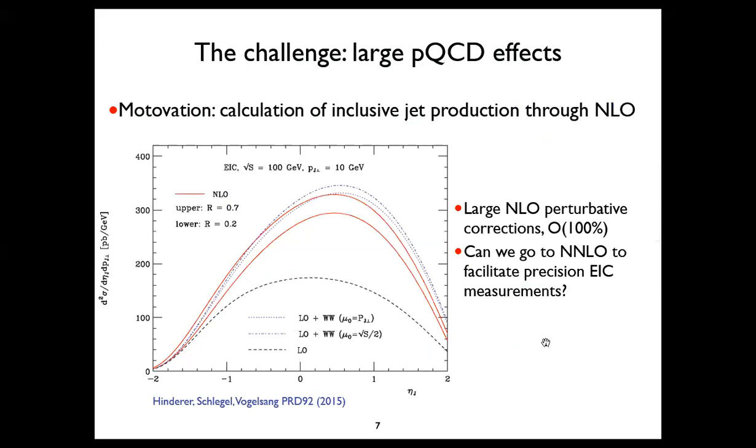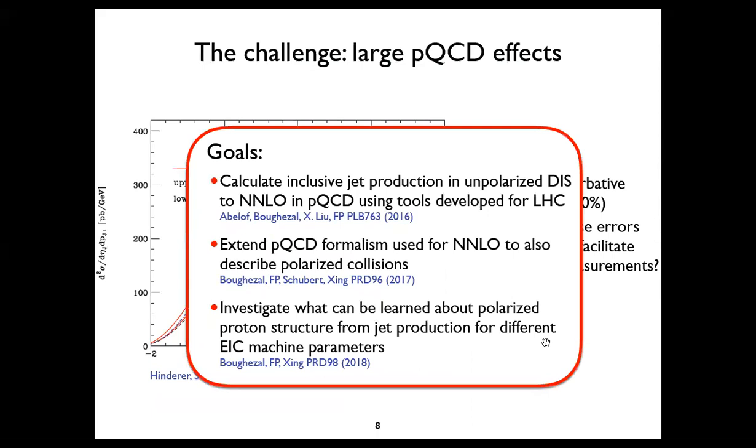From this, I'll go into my outline. This is what I want to show you in this talk. There are three things that I want to show you. The first is an extension of the calculation I just showed you to next-to-next-to-leading order: inclusive jet production in unpolarized DIS to NNLO in perturbative QCD. One of our goals and motivations for doing this was to see whether many of the tools developed to better understand LHC physics could be successfully applied to the EIC. That was done in the paper referenced there.